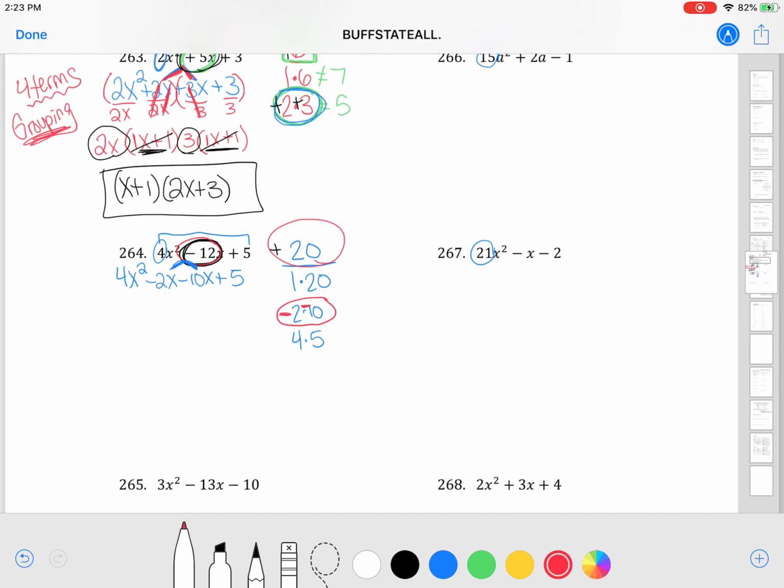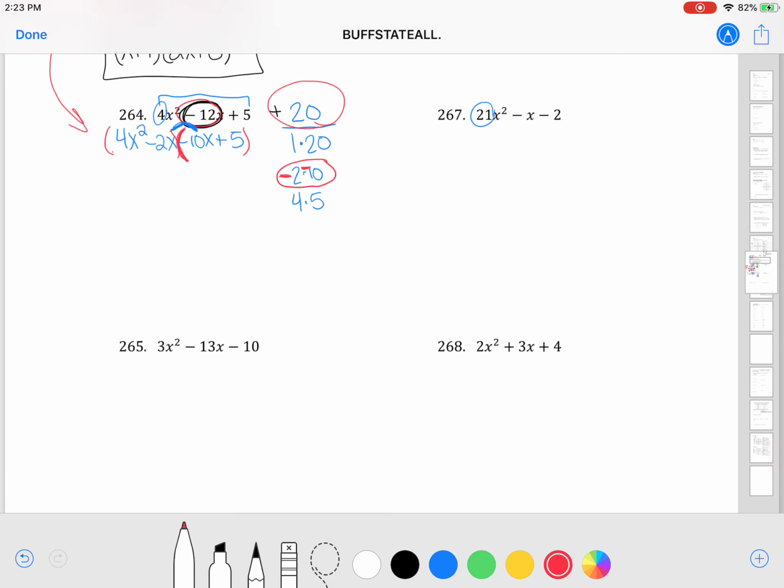Okay, so at this point, I'm done setting up my AC method. I now have 4 terms, and grouping is going to take over. So I group my first 2 terms together. I group my second 2 terms together, making sure I get a negative sign in that second group. And I GCF each group.